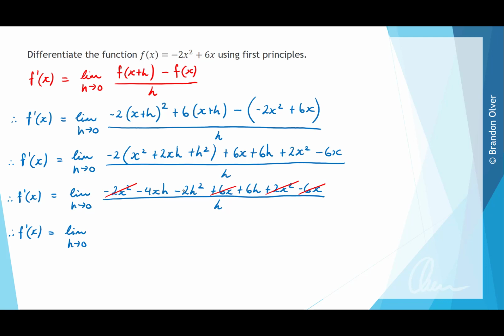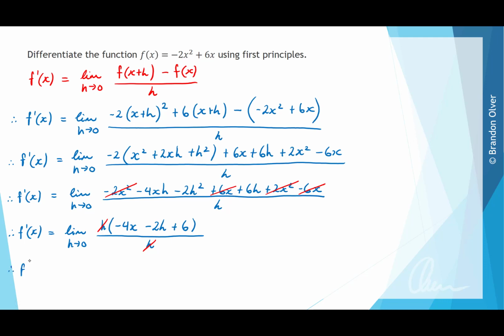Therefore, f dashed of x, the derivative, is equal to the limit as h approaches 0. And now as h is in every one of these terms in the numerator, we can take it out as a common factor. So it's going to be h multiplied by minus 4x minus 2h plus 6. And all of that is still divided by h. So we can now cancel off the common factor of h on the top and the bottom line. And because h only approaches 0 rather than equaling 0, we can do that step of mathematics.